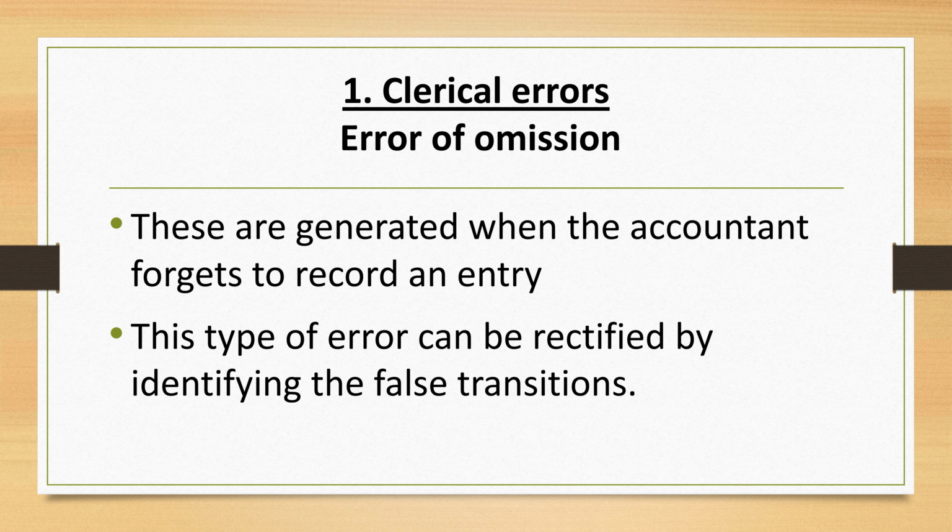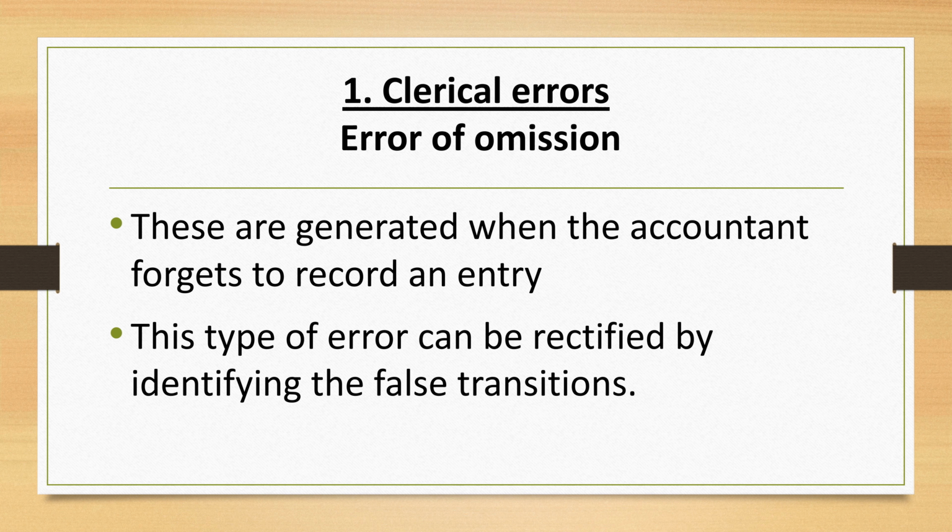Coming to the first category, clerical errors. Clerical errors are those errors that are generated from the improper recording of transactions. These errors arise due to the negligence of an accountant. The accountant makes some errors without considering some of the important aspects of accounting principles. Those errors are considered clerical errors. It is a mistake done by an accountant which can be rectified easily with proper precautionary measures.